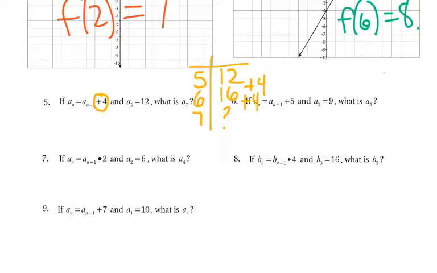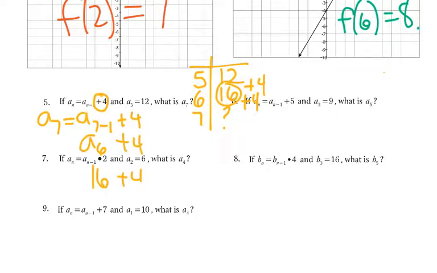16 plus 4 would give us, so if I really wanted to use the equation, I would go a sub 7 equals a sub 7 minus 1 plus 4, because that's what we want. Well, a sub 7 minus 1 is 6. Do we know what a sub 6 is? It's 16. So 16 plus 4 is 20. So our answer is 20.